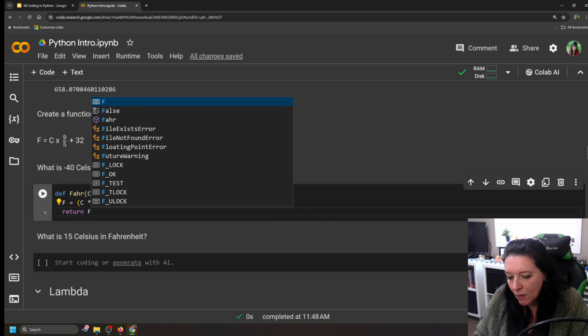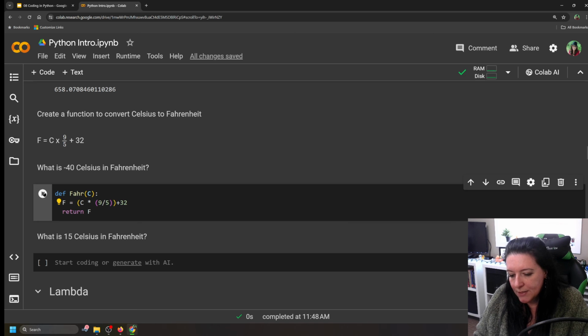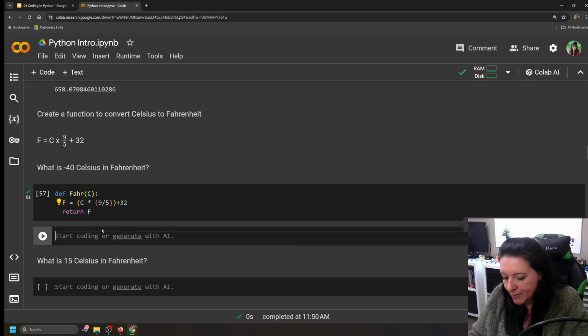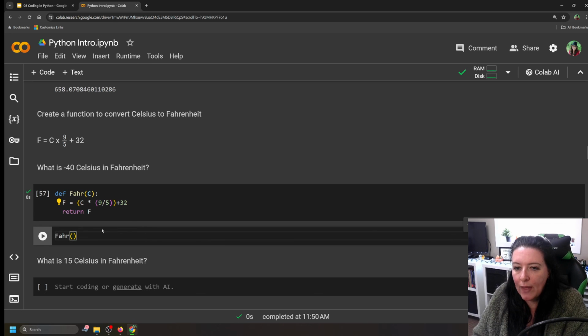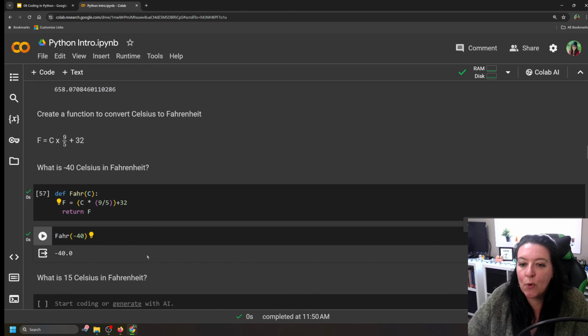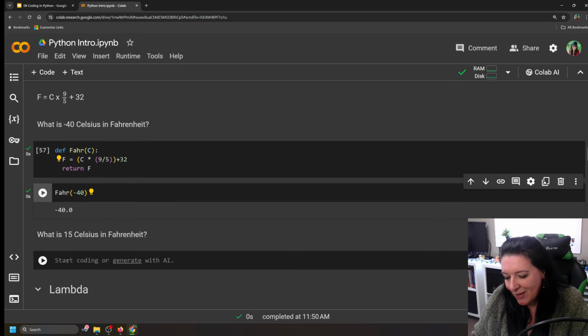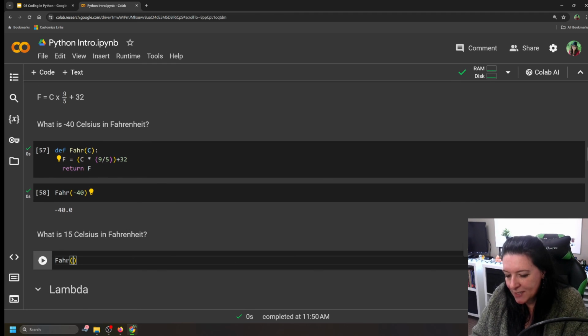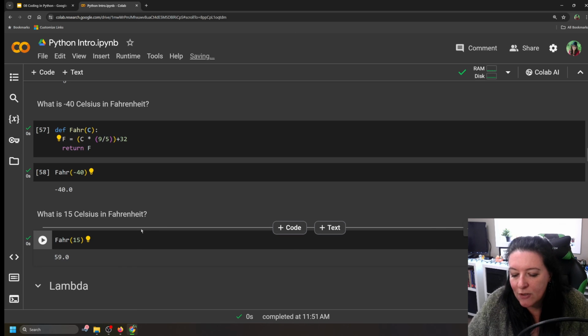Okay, all right, so let's do that. We enter that in. Now what we can do is we can say, okay, let's call that function far and give me minus 40. Minus 40 Celsius is minus 40 Fahrenheit. What if I want to know what is 15 Celsius in Fahrenheit? I do far, I type in 15, and 15 Celsius is 59 degrees Fahrenheit.